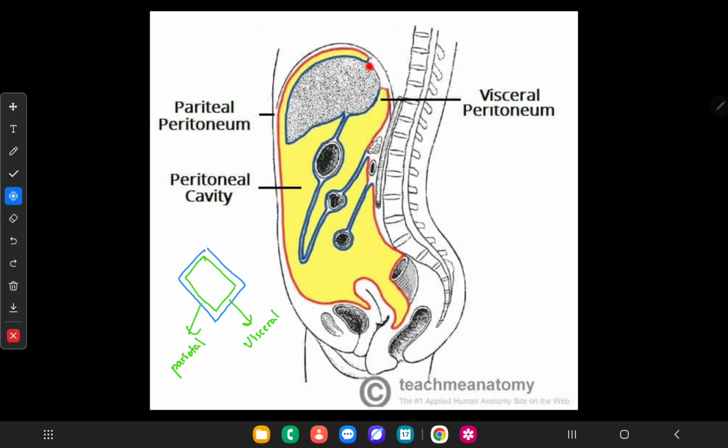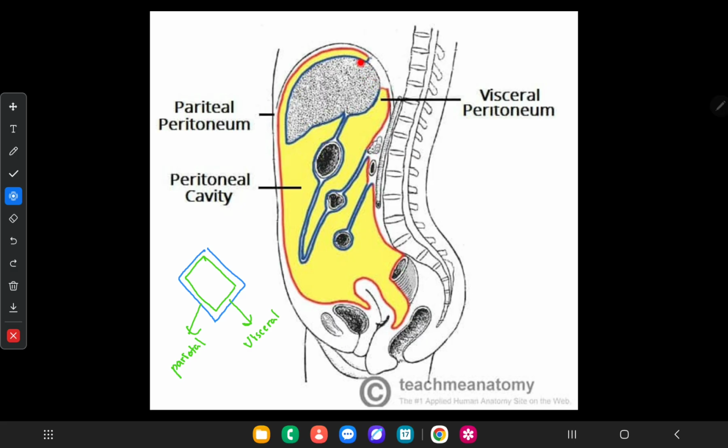You can see here it is the continuation of the parietal peritoneum, and here also you can see it is the continuation. Here also you can see it is the continuation of the parietal peritoneum. Then the visceral peritoneum is the peritoneal lining which lines the outer surface of the visceral organs. It can completely line the visceral organs or partially line the visceral organs.